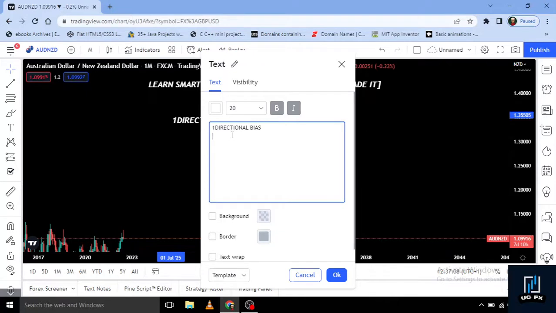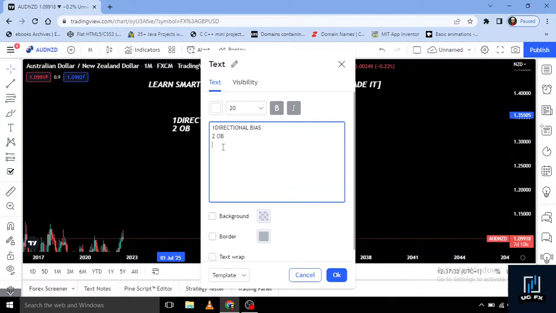Then number 2, you have to find the recent order block that formed prior to the directional bias of the market. Let's say the market is trending down, you need to be looking for bearish order blocks. If the market is trending up, you need to look for bullish order blocks. So number 2, you're going to be looking for order blocks, OB.